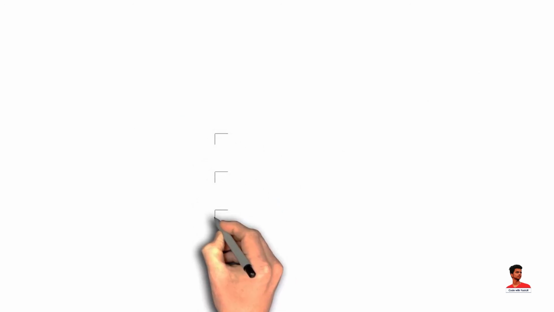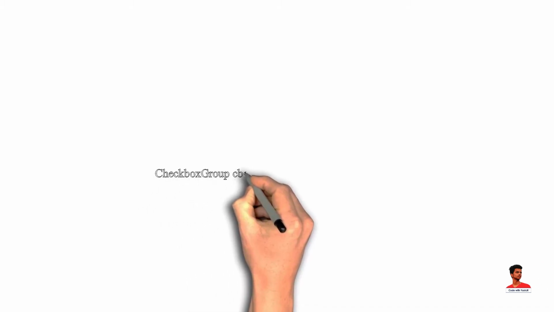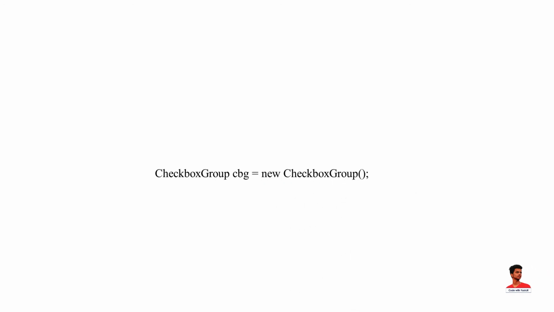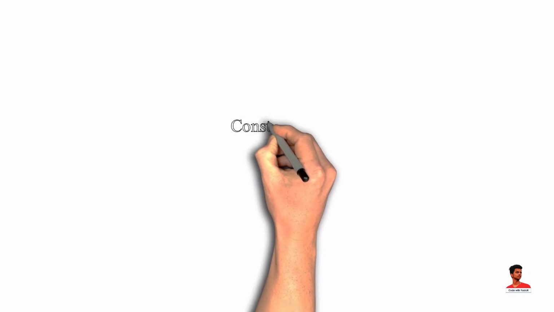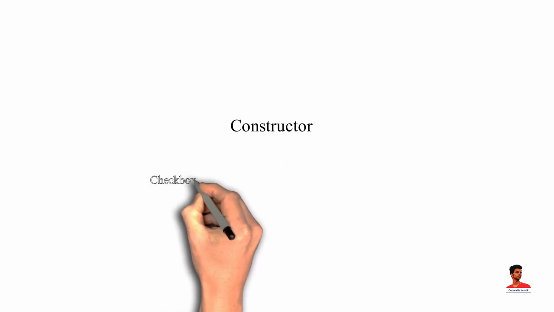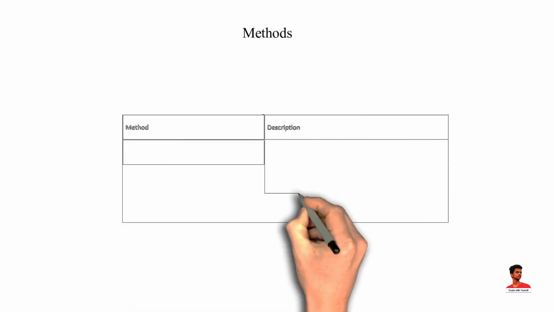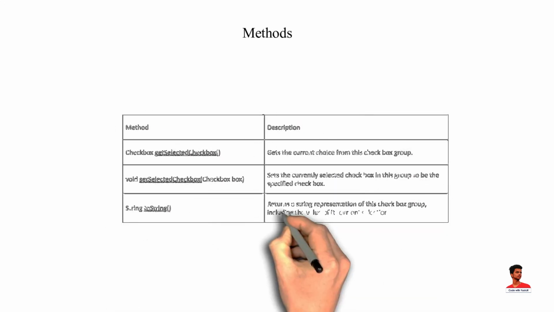This class is used to make group of checkboxes. Syntax for creating a checkbox group is, this is the constructor of checkbox group. These are the methods of checkbox group component.